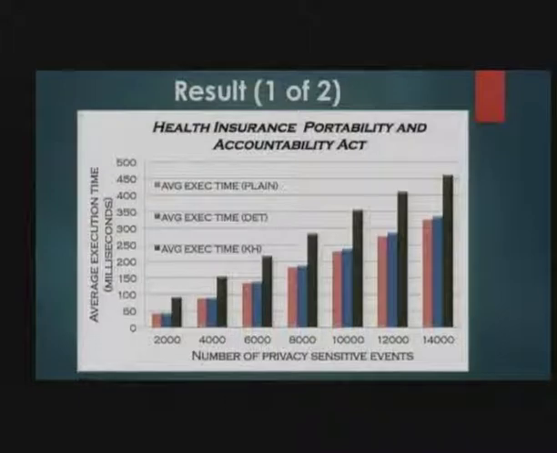Now let's see the HIPAA results. The x-axis is the number of privacy-sensitive events in the audit log, and the y-axis is the average execution time in milliseconds to check one privacy-sensitive event. As you can see, if the log grows, the average time grows. The maroon one is the execution time of the plain text algorithm, and the blue one is the deterministic version. They are very close together, which means very low overhead. The black one is the KH version, which is more secure, but as you can see, has a very high overhead.